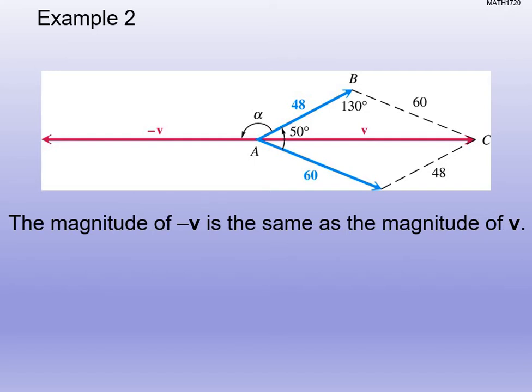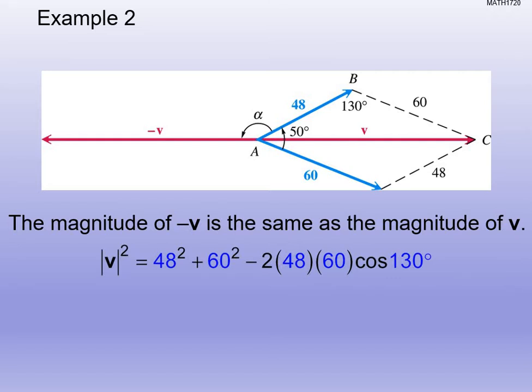The magnitude of V is the same as the magnitude of negative V, right? So we can substitute in here. We're going to use that magnitude of negative V in a second, but we have to find what V is. So now that we've drawn our parallelogram, we are applying the law of cosines to find V. Because we need V to find negative V, or the opposite V, and we need the opposite V to help find alpha, because alpha is the angle between the 48 and the negative V. That's what we're really solving for.